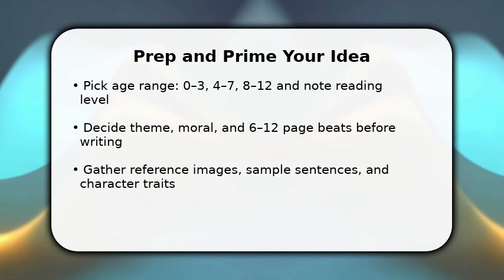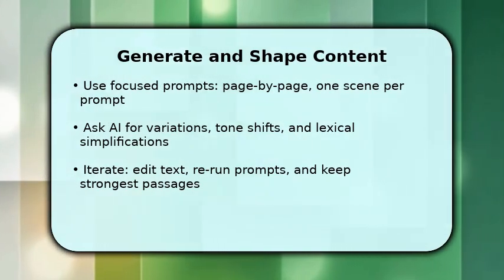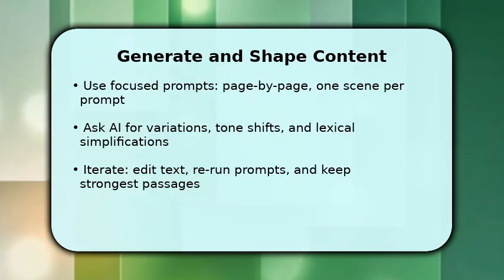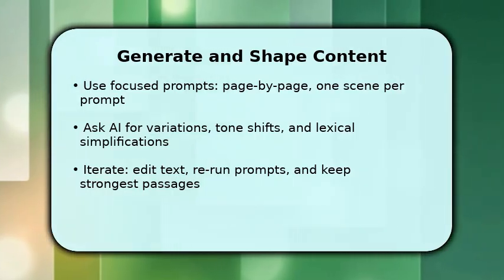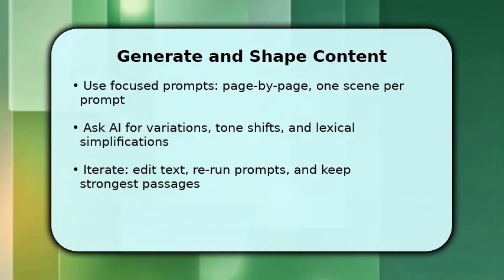You now write page-level prompts. Describe the scene, emotion, and one key line you want on the page. Then ask the AI for 3 stylistic variations and a simplified version for younger readers so you can compare.